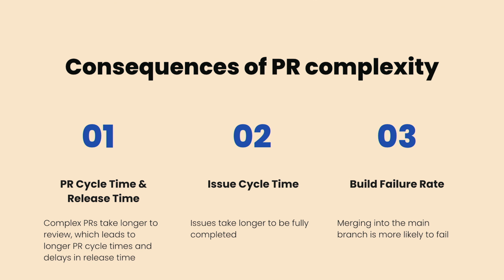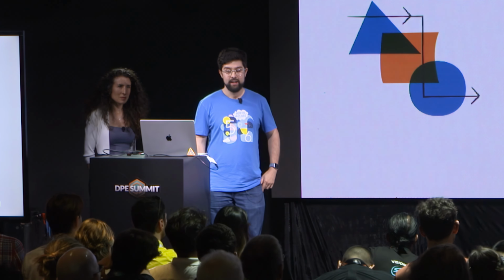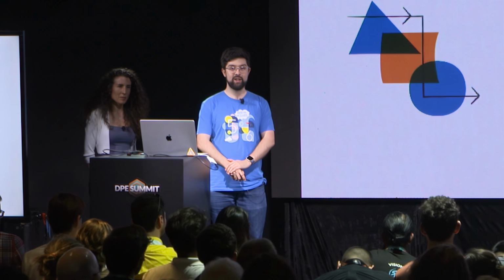So to recap, we can see that the consequences of pull request complexity are threefold. You have longer review cycles, you have issue cycle times that are longer, and higher build failure rates. And just to recap, the pull request complexity score is a combination of these three things: the number of files in a PR, the number of comments, and the number of significant lines of code. For simplicity, we've assigned equal weights, and each value is a percentile representation.